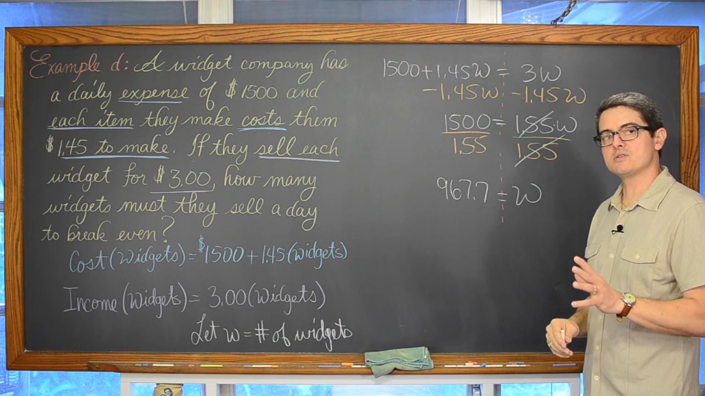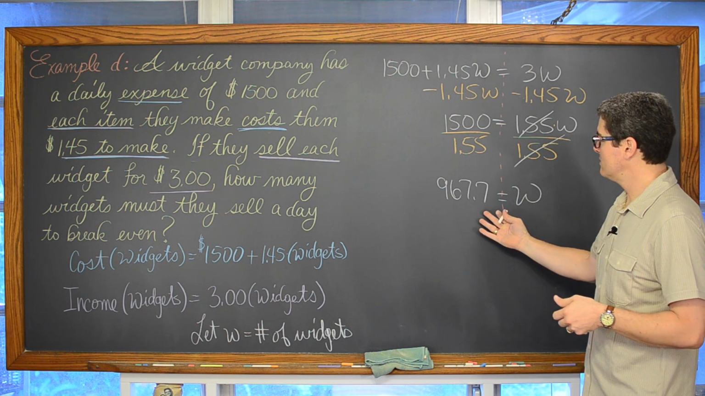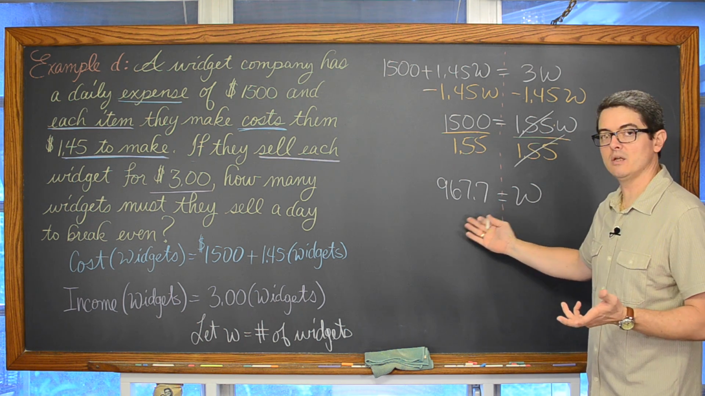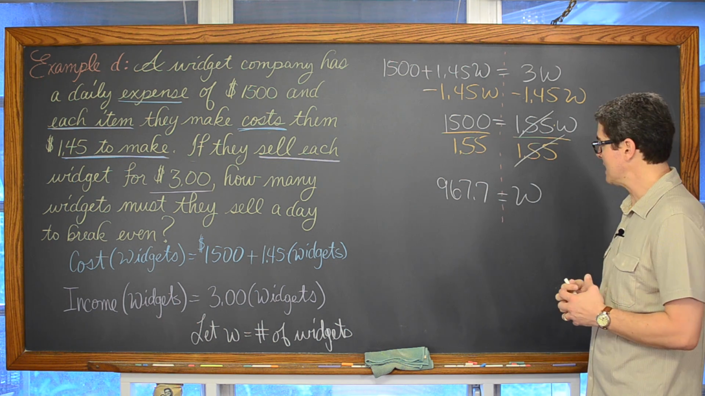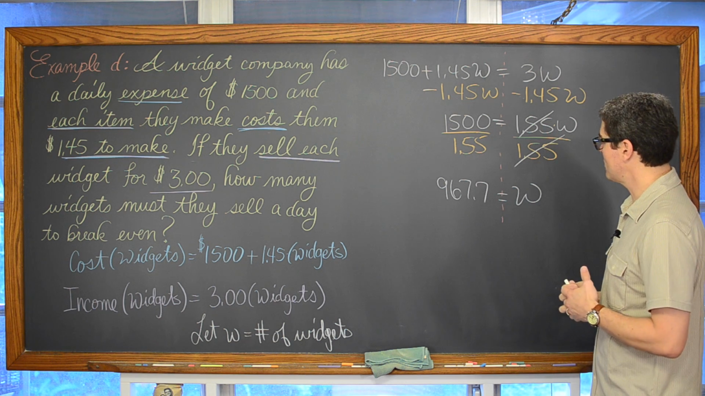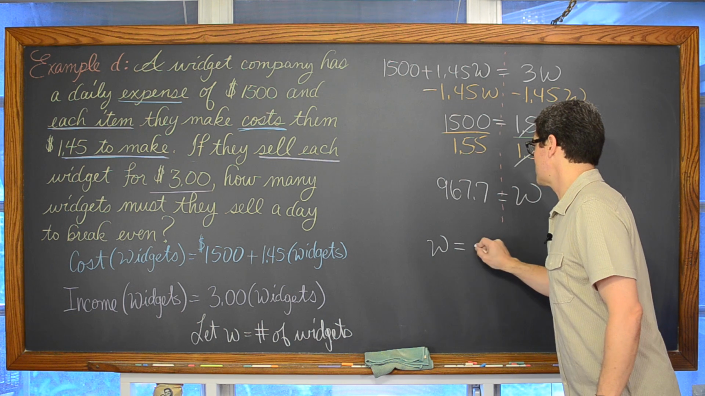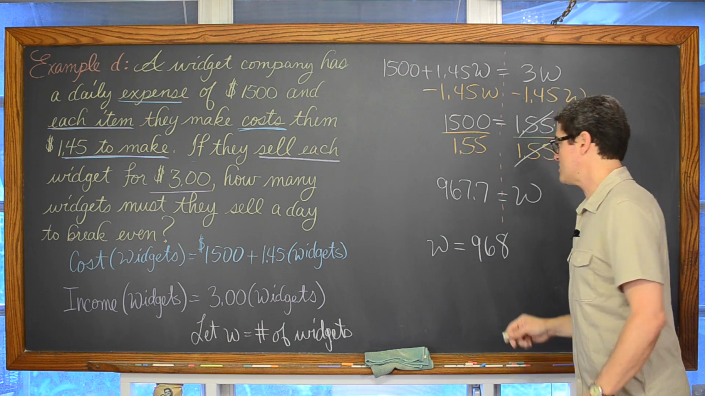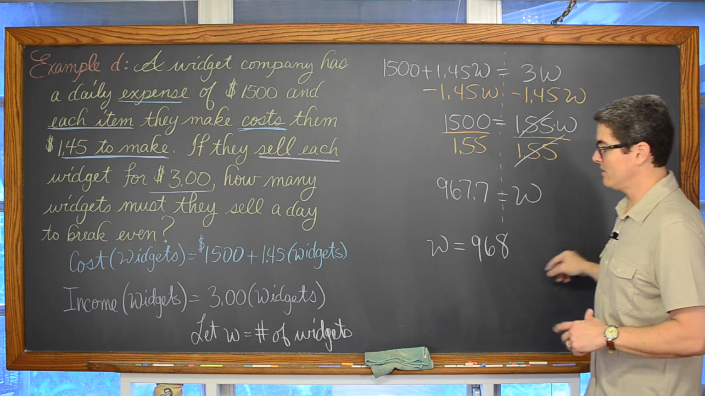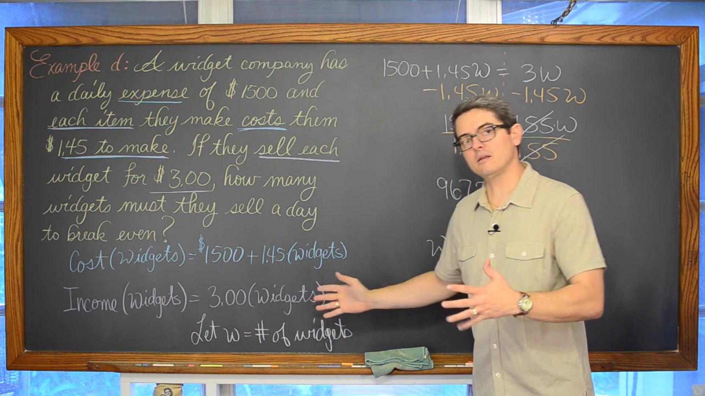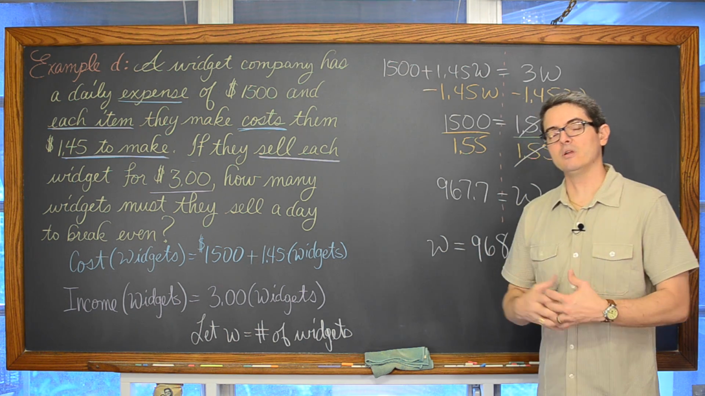I'm going to pause though and just say this is a real-life application problem, if you will, and you can't make or sell, I'm assuming, 967.7 widgets. You need to make a whole number of widgets, and so if I want to at least break even, we need to say that W is equal to 968 widgets. That'll guarantee that we break even. Now, if you sell anything more than this, you're going to start making a net income which is positive and actually create an income that is meaningful for your company.